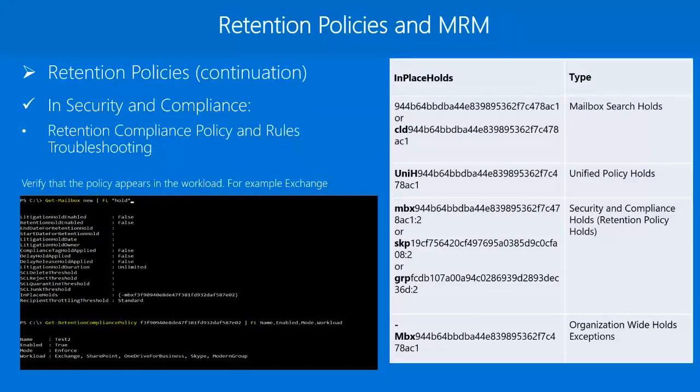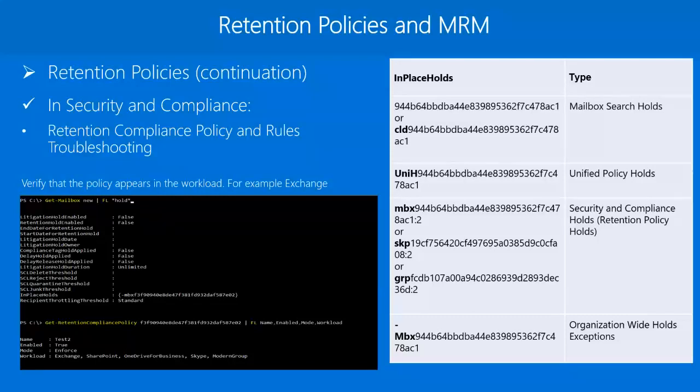Organization-wide hold exception is identified with the prefix negative, as we have already discussed. In the get-mailbox command, we also have a parameter, compliance tag hold applied. This property is set to true when there are one or more labels applied to the mailbox with a keep action, including keep and delete. So there is a parameter in get-mailbox named compliance tag hold, which is set to true when an action of keep and delete is defined.